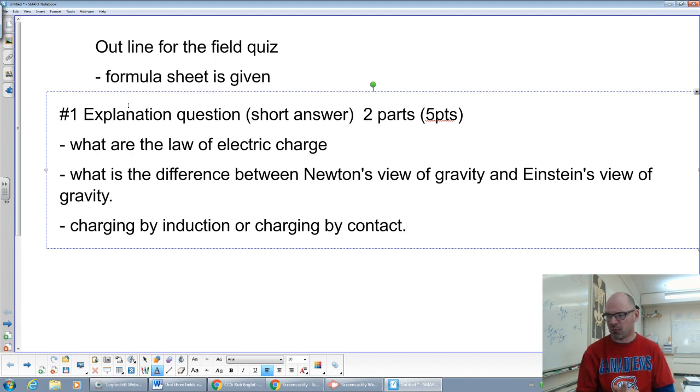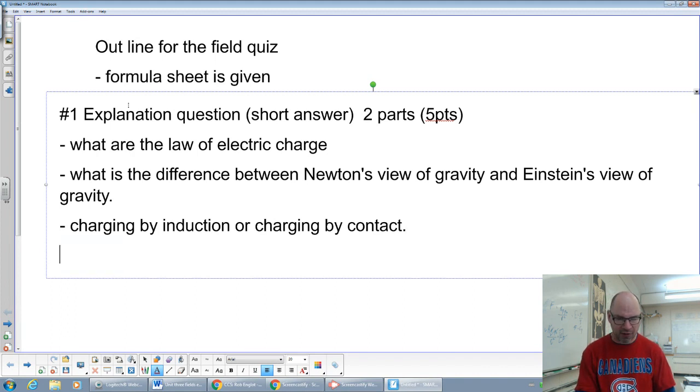Charging by contact is where everything happens similarly, except instead of touching the electroscope with your finger, you touch it with the actual charged rod, and it'll transfer charge onto the electroscope if the rod is negative, or take charge off of it if it's positive. And that's charging by induction or by contact.